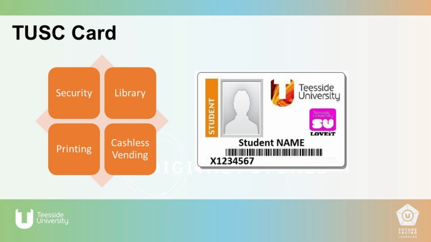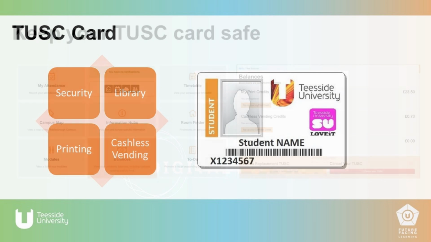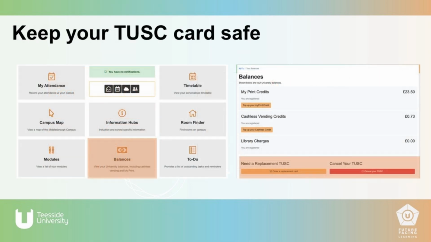You can also use your Tusk card for cashless vending. We are a cashless campus. The way this works is that from the balances tile on the student portal, you can top up your student card using a debit or credit card to add credit. Your Tusk can then be used throughout the campus at all of the catering outlets.